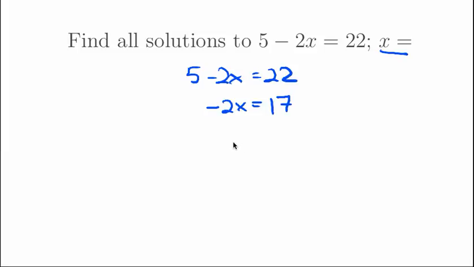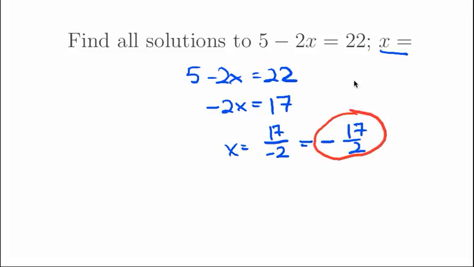And now the only thing remaining to do is to isolate the x by dividing off the factor of negative 2. So now x is going to equal 17 divided by negative 2. Another correct way to write that is negative 17 over 2. And that would be the thing that I put in the blank as my answer for this mastery exam.